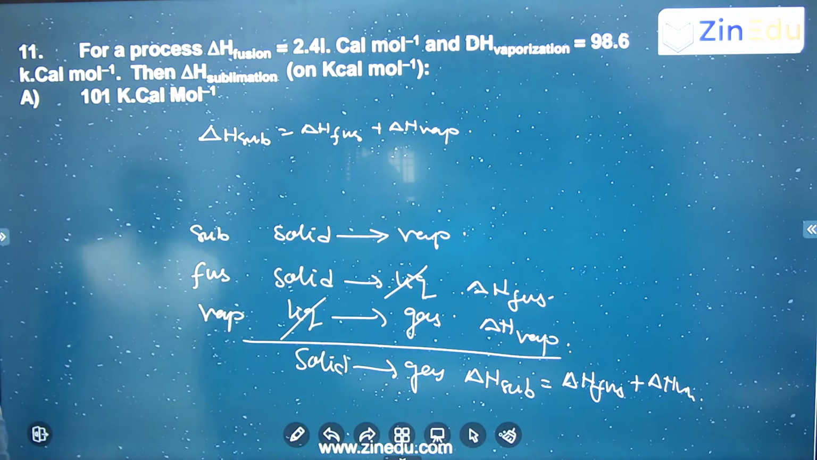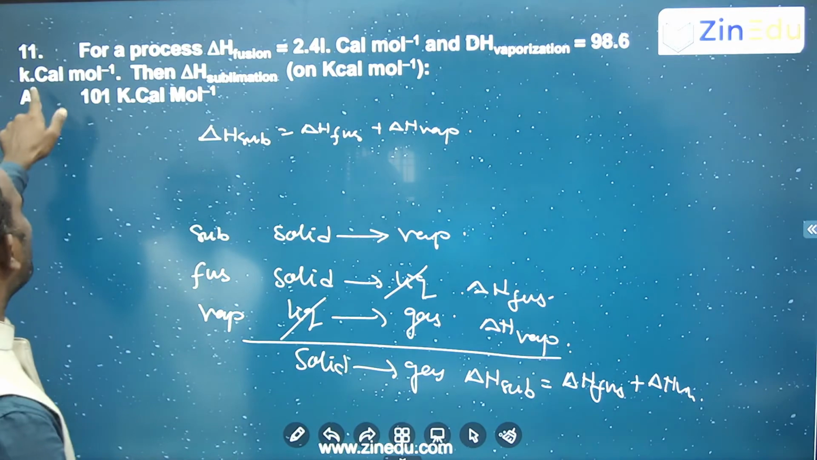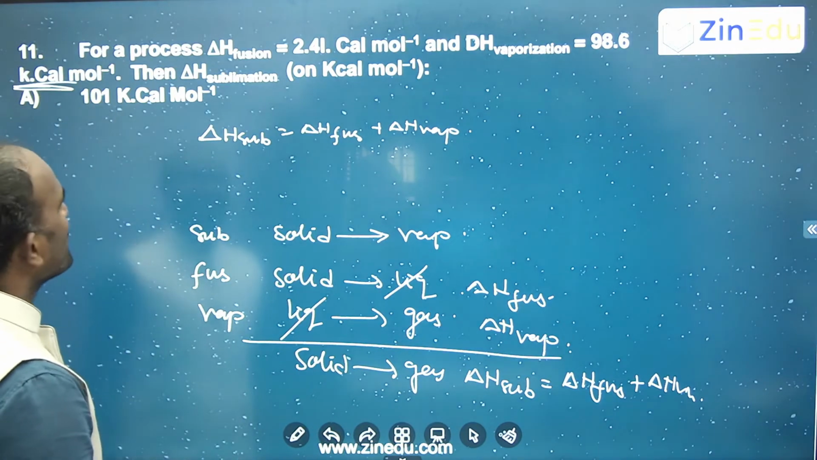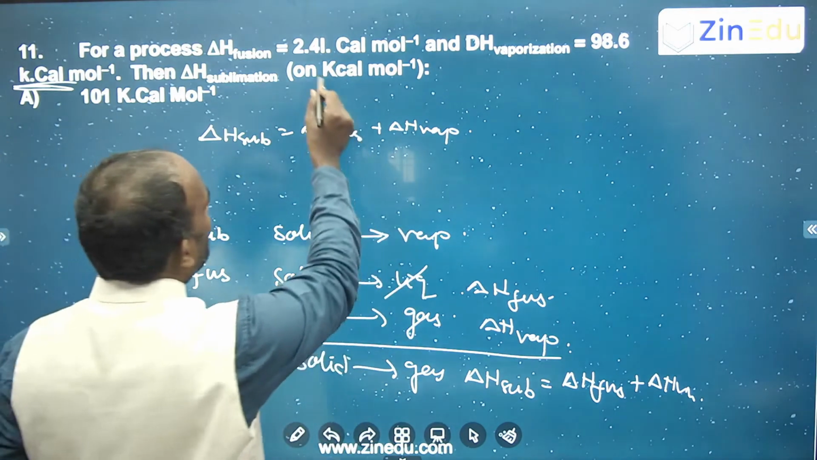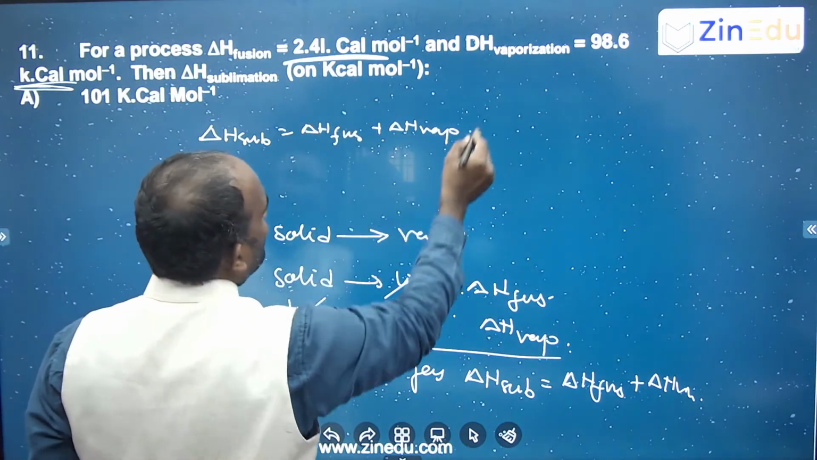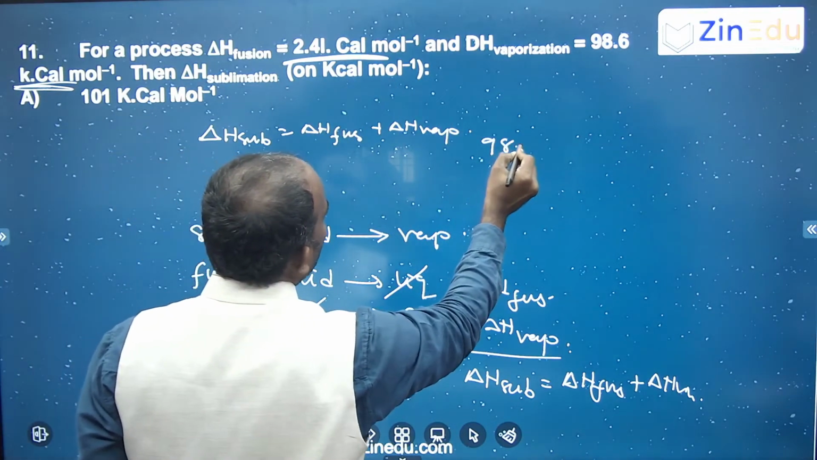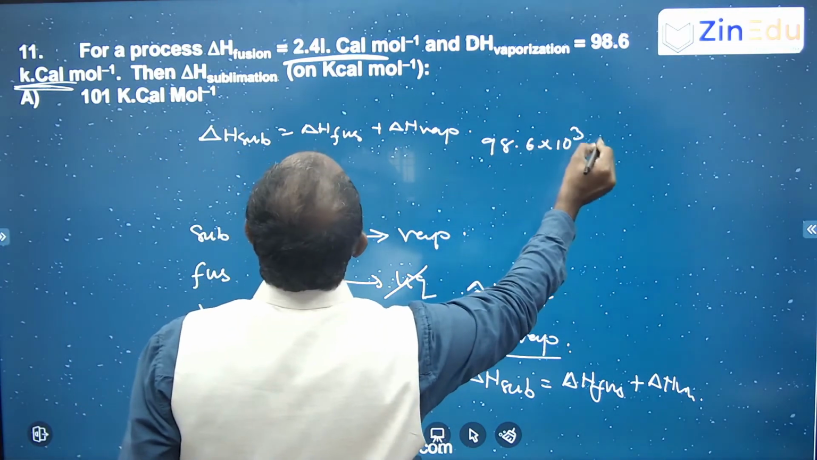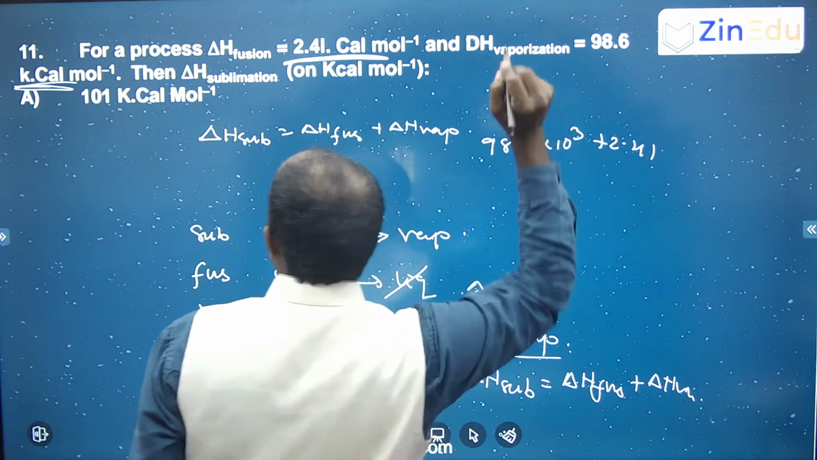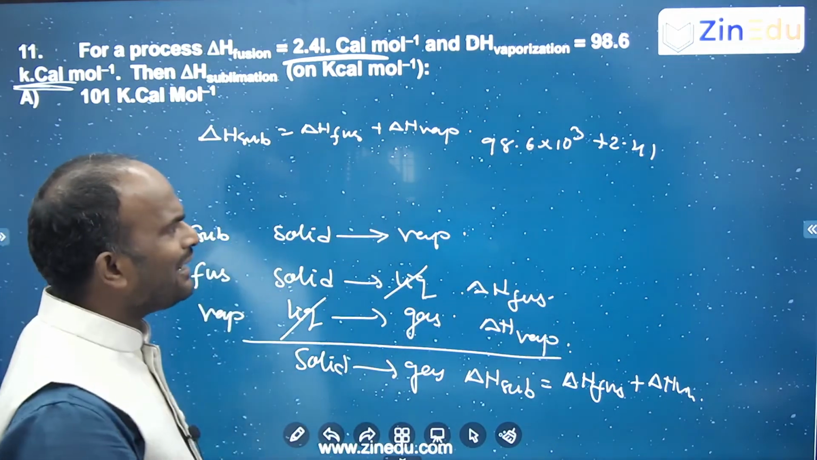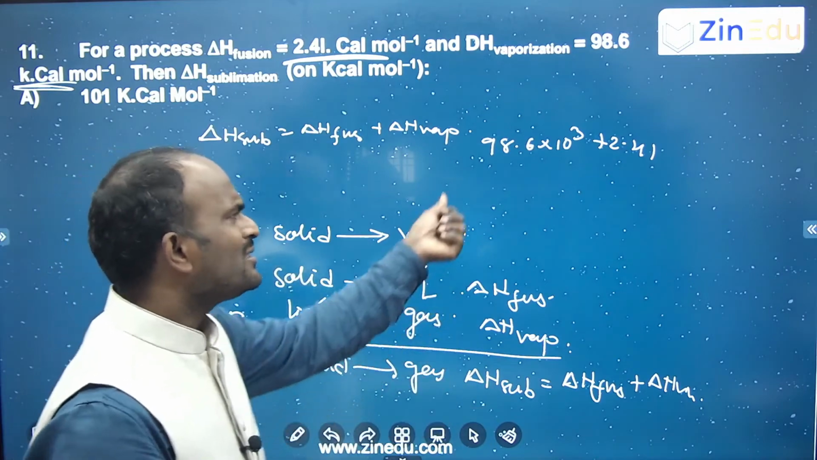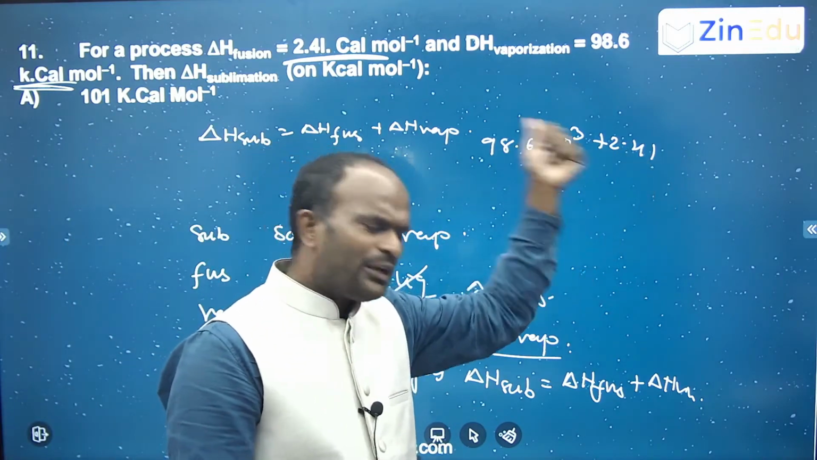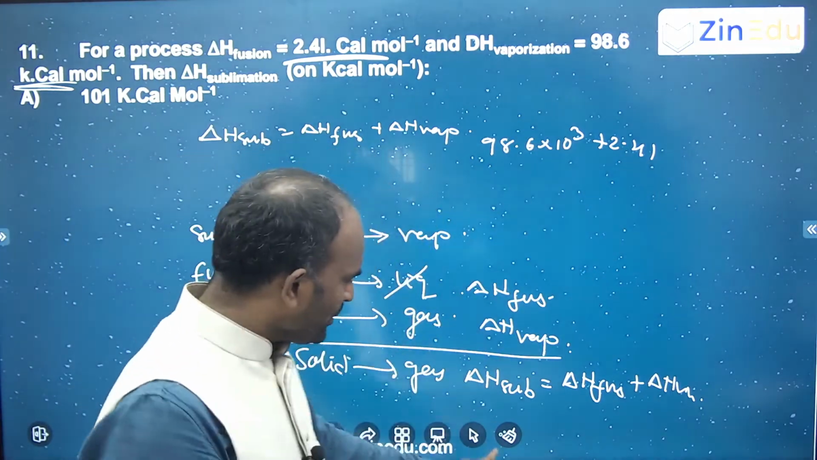But when you are adding them, you need to be really careful because one is in kilocalories per mole, while this is only calorie per mole. Look at this, watch out. 98.6 into 10 cube plus 2.41 calorie per mole. That is what you have to be careful about. Otherwise, you just add like this. Then you can convert it to kilocalories, and you can get your answer.